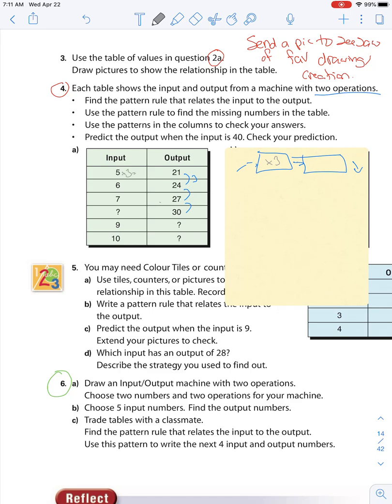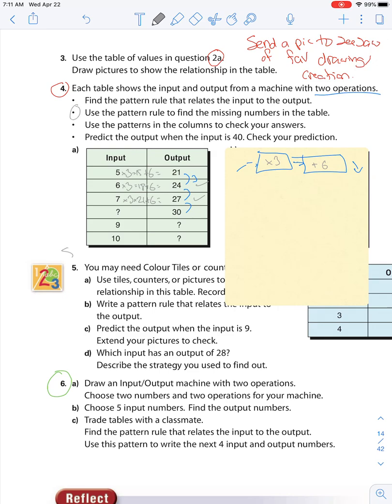So 3 times 5 is 15. How do I get from 15 to 21? I would add 6, okay? I think that could be it. Let's try it again, see if it works. 6 times 3 is 18. 18 plus 6 is, ooh, it works, 24. Sweet. 7 times 3 is 21. 21 plus 6 is, oh yeah, 27. Right on. Okay, so we figured it out.